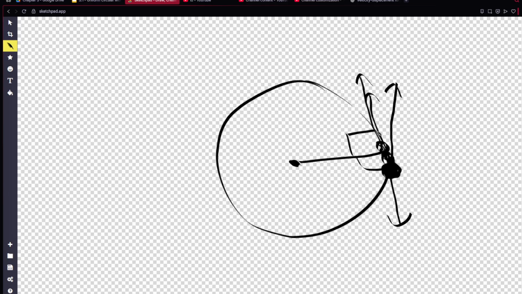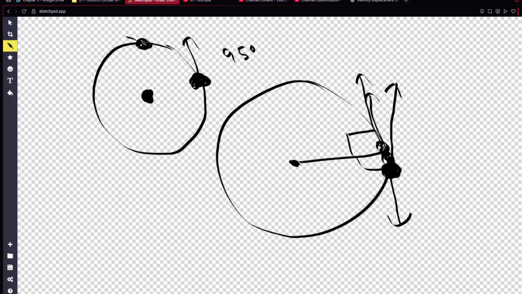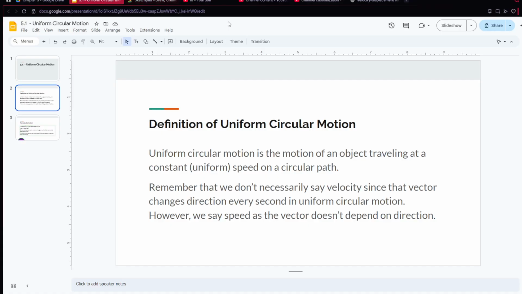But in simple terms, uniform circular motion is when something is traveling around another thing in a circular path at a constant speed. And I say speed because speed has no direction. The speed here is the same as the speed here, but the velocity here and the velocity here is not necessarily the same, because although they are of the same magnitude, they are not of the same direction. This looks like it would be 95 degrees, while here it looks like a 180 degree direction.